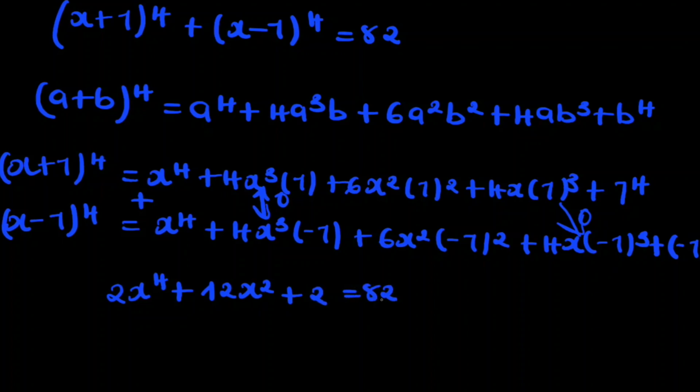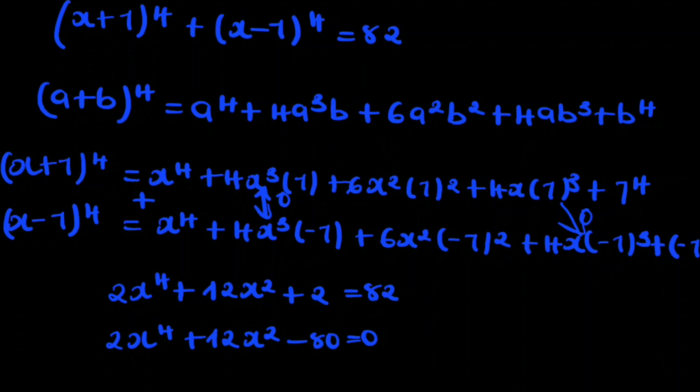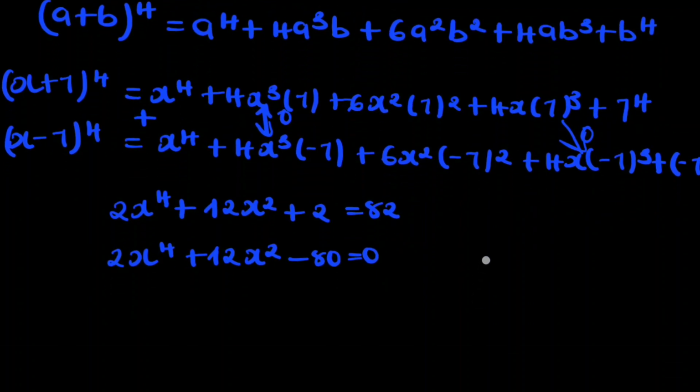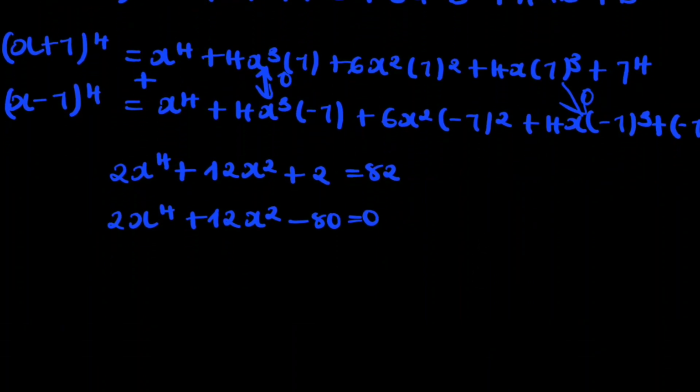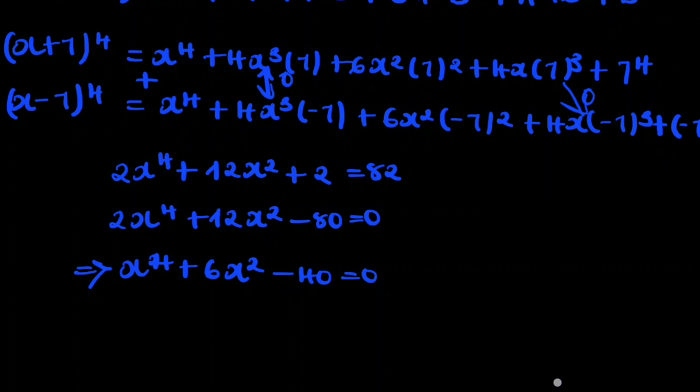So I'm going to simplify this or bring like terms together: 2x^4 + 12x^2. I'm going to send 82 to the left-hand side, so it's going to be minus 80 equals 0. Okay, we have a common term. 2 is common everywhere, so we can just divide everywhere by 2. So x^4 + 6x^2 - 40 = 0. Now this is our equation.